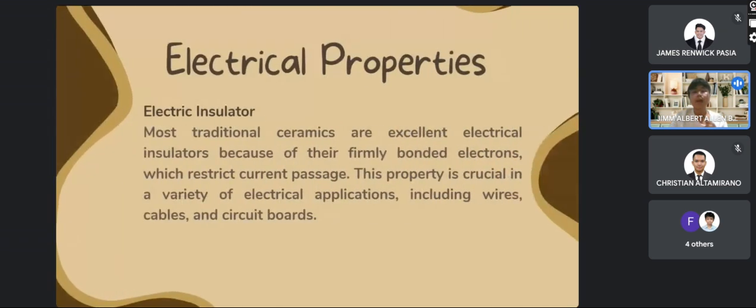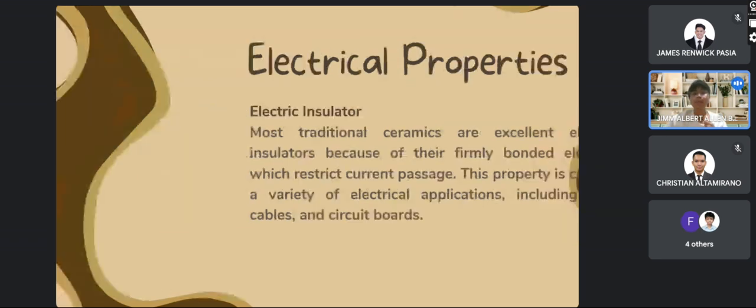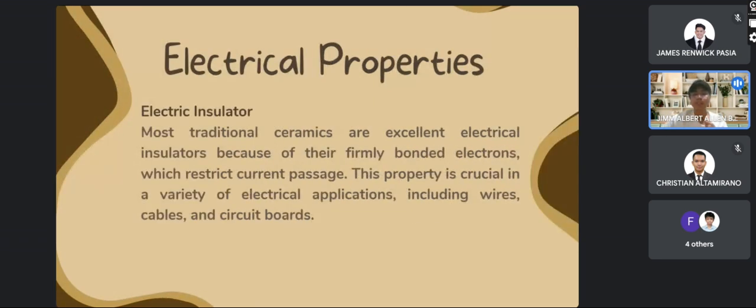Next, let's explore ceramic electrical properties, where they offer unique advantages, starting with electrical insulation. Ceramics are typically outstanding electrical insulators due to their tightly bound electrons, which restrict the flow of electric current. This property is invaluable in electrical applications where ceramic serves as insulators in components like wires, cables, and circuit boards.